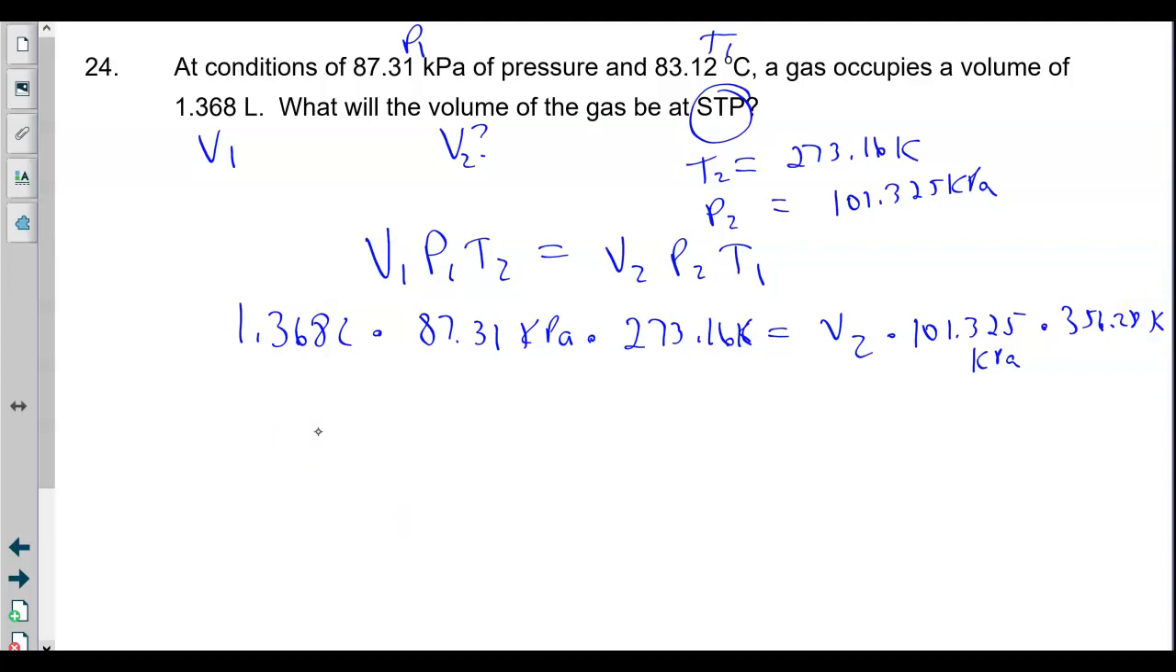So 1.368 liters times 87.31 kilopascals times 273.16 Kelvin equals, and then divide by 101.325 kPa, divided by 356.28. Anyway, when you do that math, you're going to get somewhere near 0.9038 milliliters. 0.9038 milliliters.